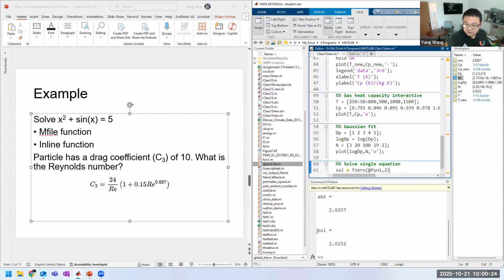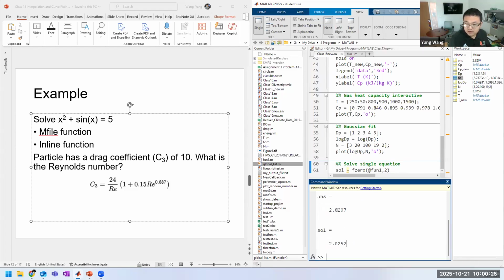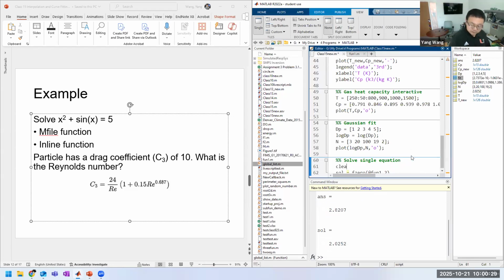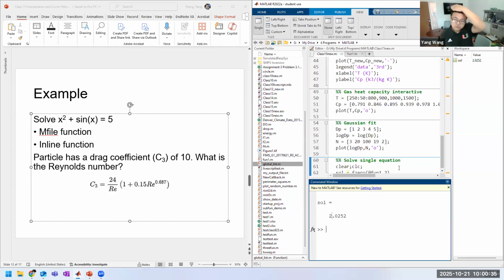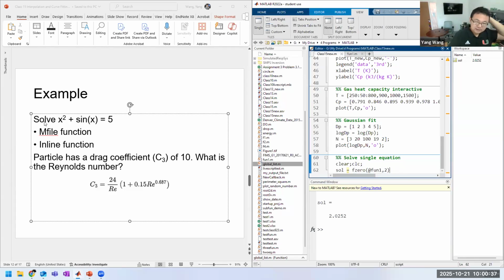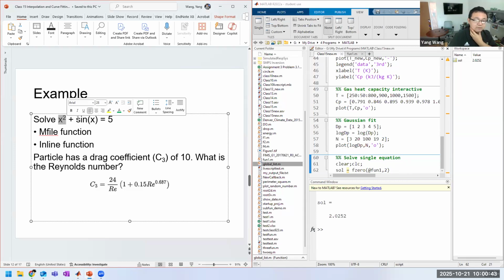This is a solution, right? Solution is 2.025 something. So let's also clear and clc. Okay, so this is our solution, 2.02. But the thing is that it looks like there should be a negative root as well, because x squared will make it positive, right? If you have a negative x value for the sine, then it could also have a root over there, right? Or maybe it could be even more than 2 roots, because now we know the sine x function is a circle, right? So it could be adding up and then create another root, or even more than 3 roots.